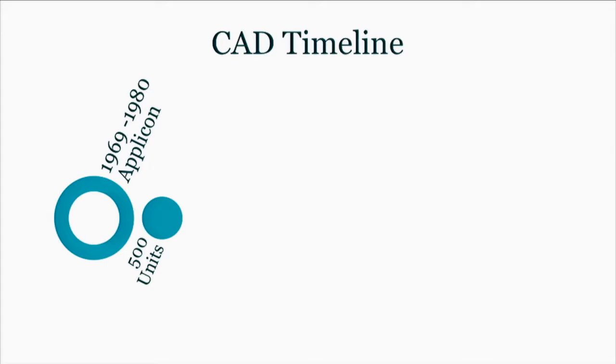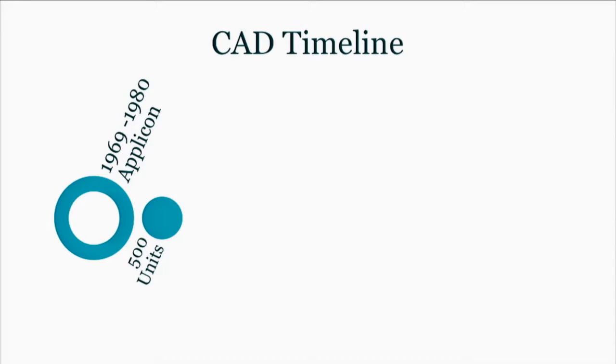So I'm going to give you a little idea of why we think now is the time that 3D visualization is really primed to make a difference. And I'm going to take a parallel back a number of years with CAD and how it got started. In 1969, a product called Applicon came out on the market. In the first 11 years, they sold 500 units. So, roughly 45 a year.